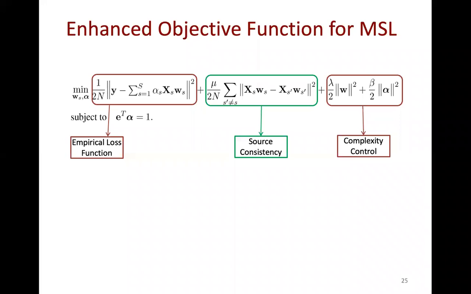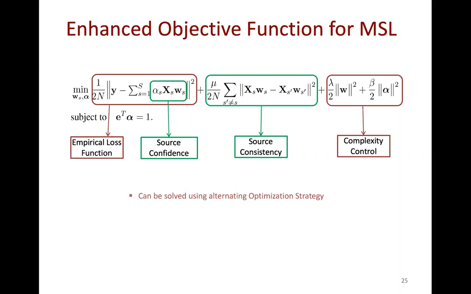Basically, the source consistency term compares different W's and different data representations. So it's XS and XS prime, and every time we check whether these are actually consistent with each other and consistently represent the object. For those X that are not consistent with each other, we want to minimize their W's, and therefore they will not really affect our final result. So this is source consistency. And of course, we also have source confidence, as in the previous part.